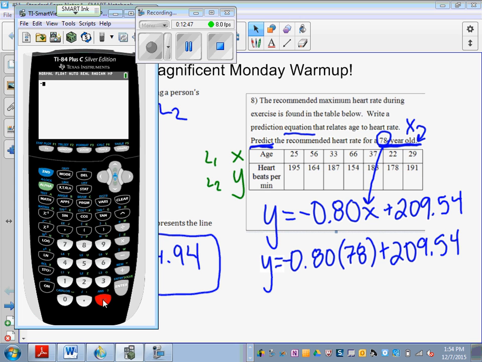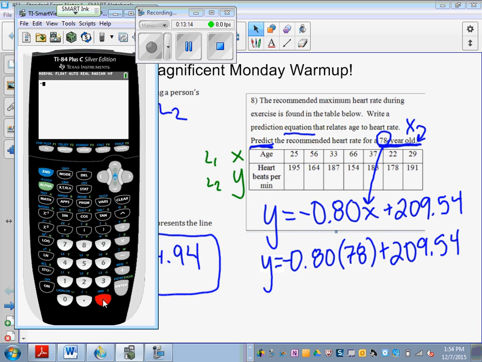So it says predict the heart rate for a 78-year-old. 78 years old, that's my age. So that's the X value they gave me. So I put that into X in my equation. I'm going to find Y. So it says predict the heart rate. So when it says predict, they're going to give you information. You take that and put it into your equation to find your answer.